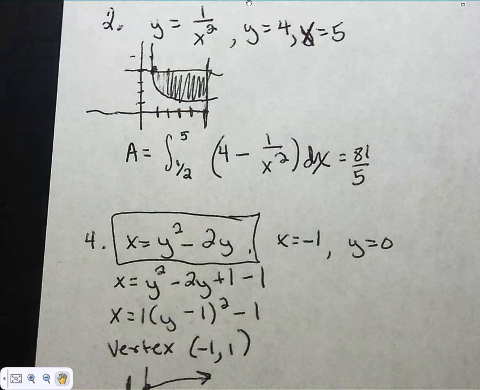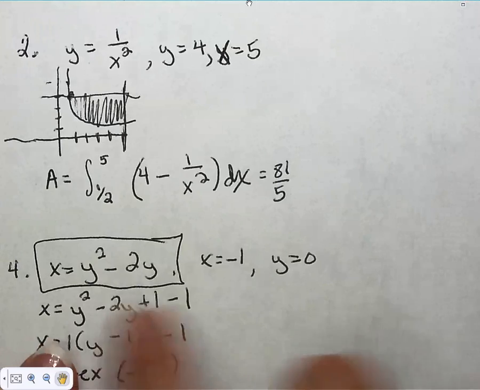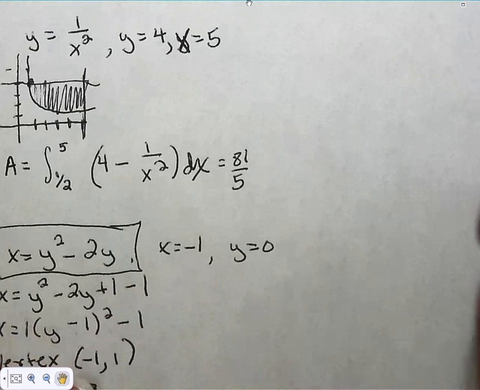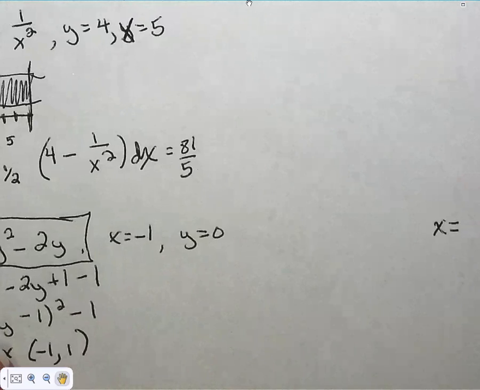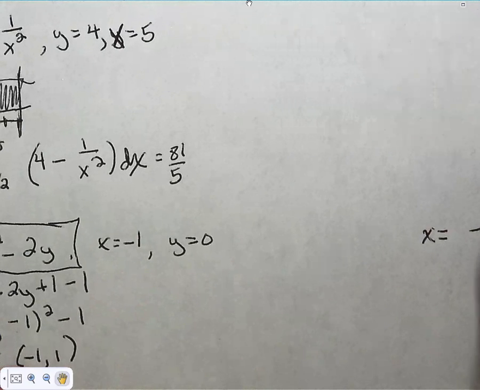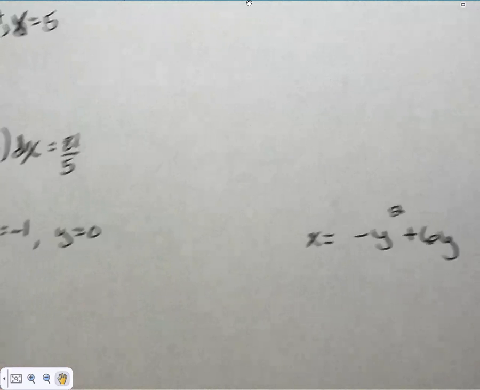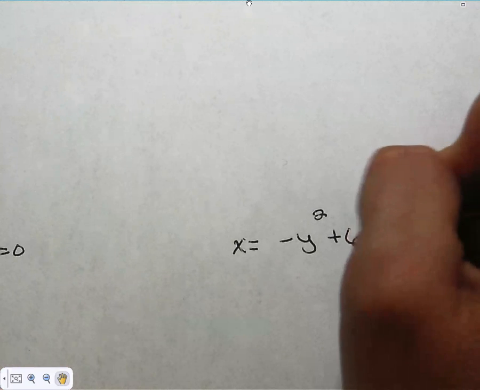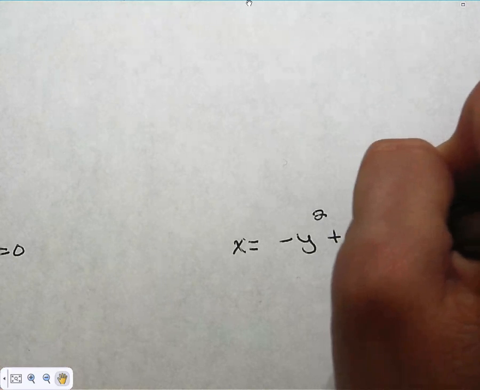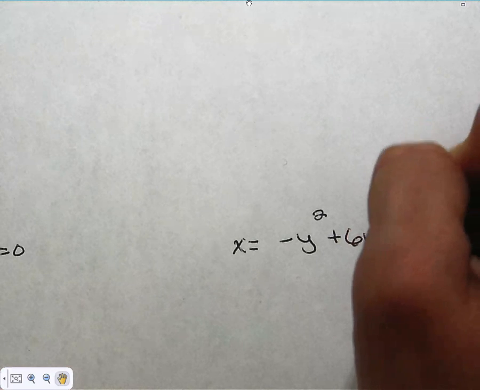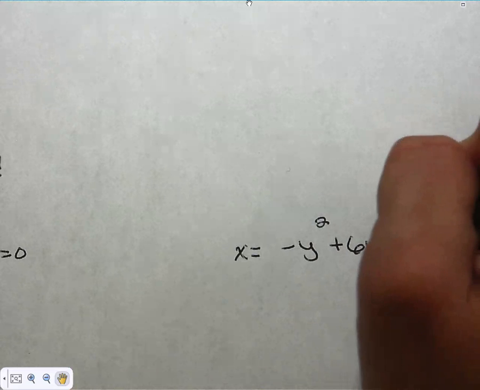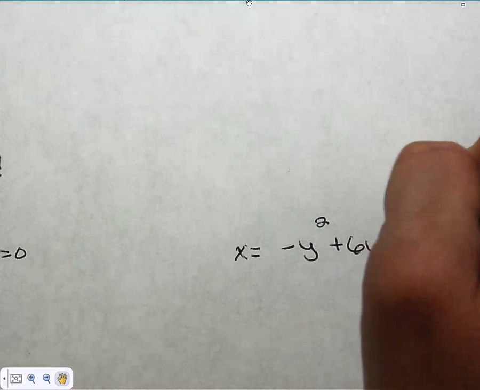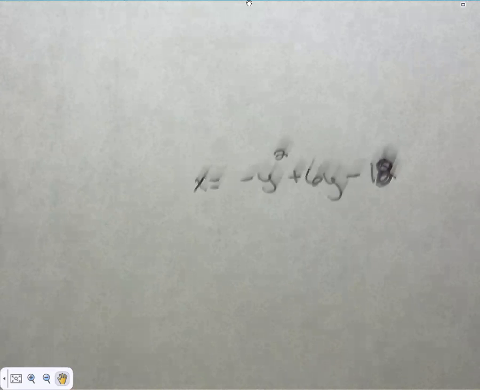And I remember a problem from somewhere, it was just a little bit uglier than that. It was something like x equals negative y squared, let's say plus 6y, just for the heck of it, minus 12. Well, let's make it minus 18. How would you find the vertex of that parabola if you had to?